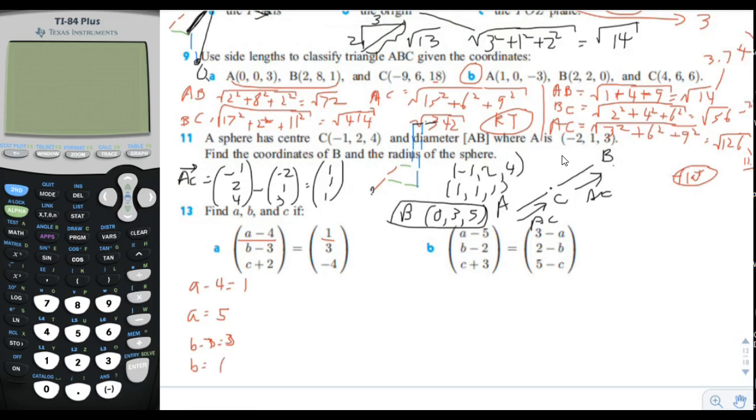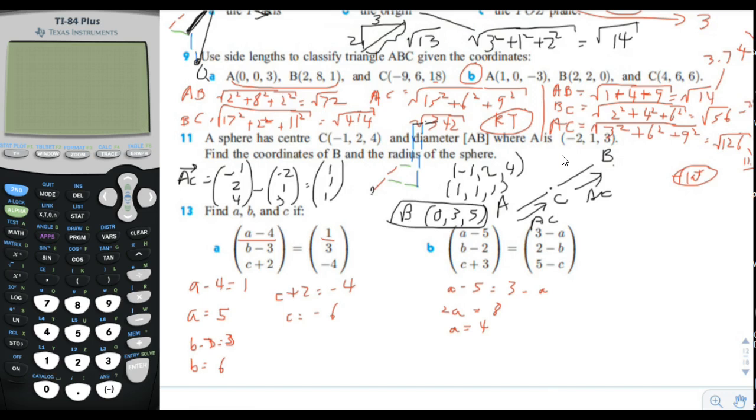C plus 2 equals negative 4, so that means C equals negative 6. We subtract 2 from both sides. Okay? Last one. Oh, these are harder. A minus 5 equals 3 minus A. Let's see. We'll add A to both sides. We get 2A equals 3 plus 5, which is 8. Okay? A equals 4.